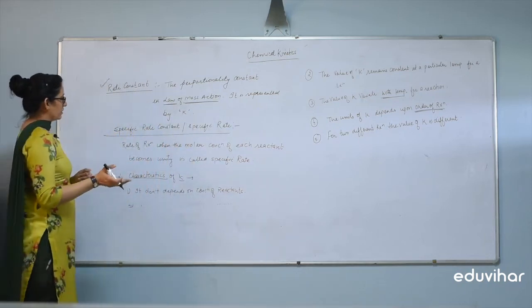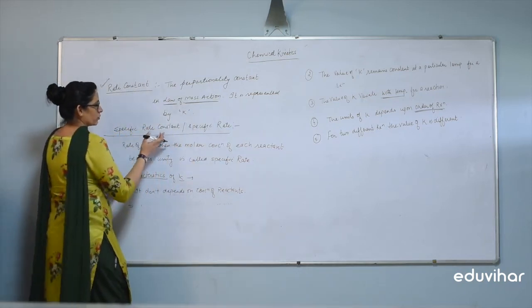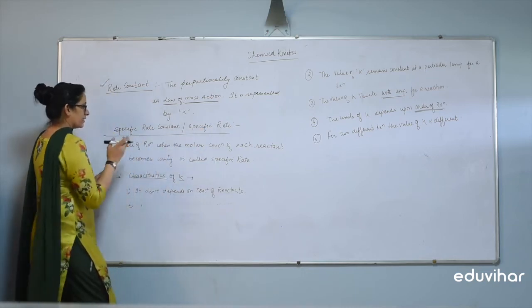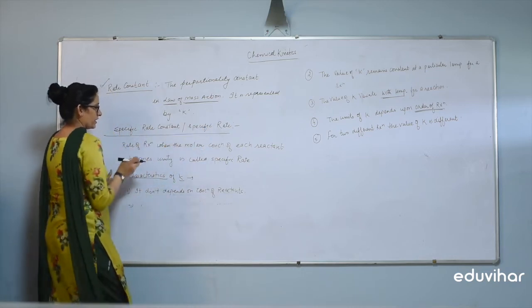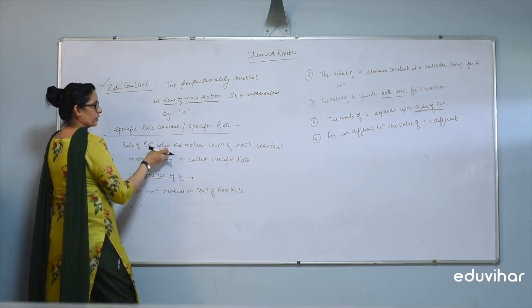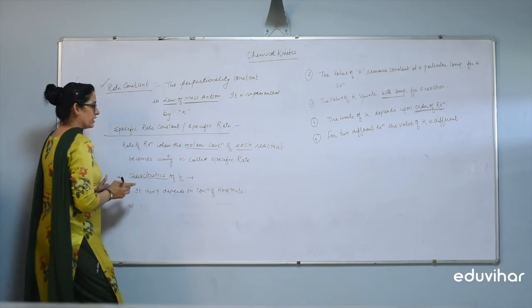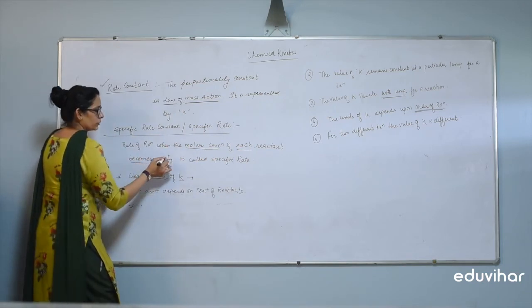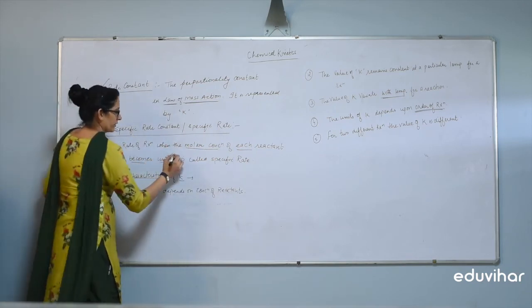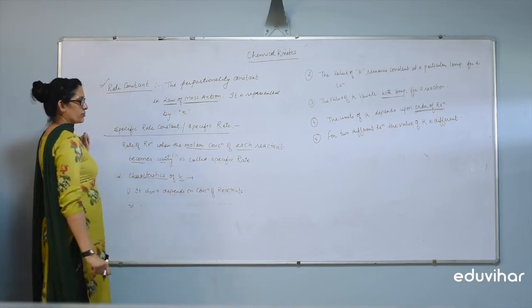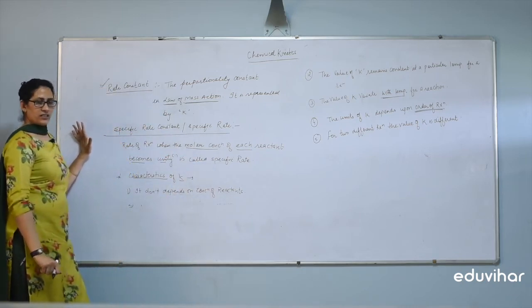One more thing we studied earlier, that is the specific rate constant, or specific rate. The specific rate is the rate of reaction when the molar concentration of each reactant becomes unity. Unity means becomes one. I think this is clear.